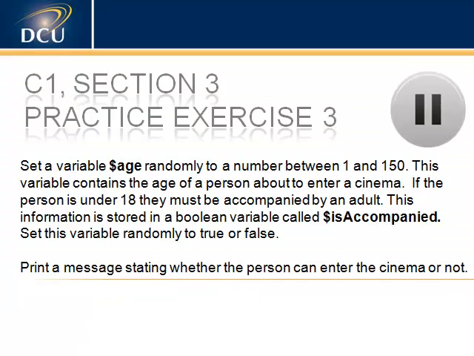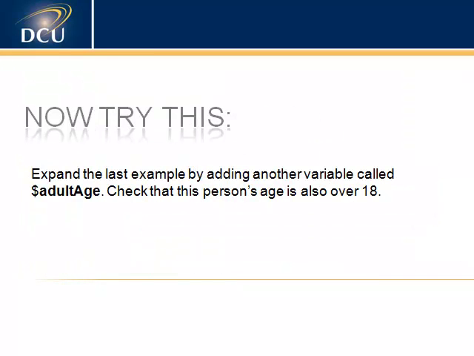If you successfully completed this one, you can try this. You can expand the last example, adding another variable called adult age, and check that this person's age is also over 18. If two 10-year-olds are accompanying each other, that's obviously a flaw in the program. So you want a second age called adult age, which is the accompaniment age, and check that that's also over 18. You need an extra test in there. So try that example for yourself now and see if you can have a go at it.